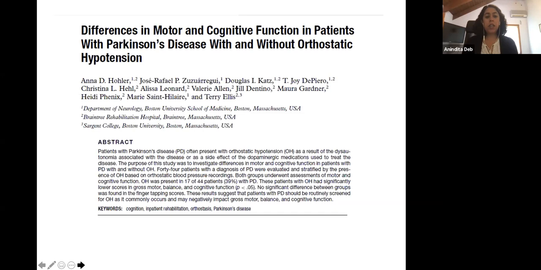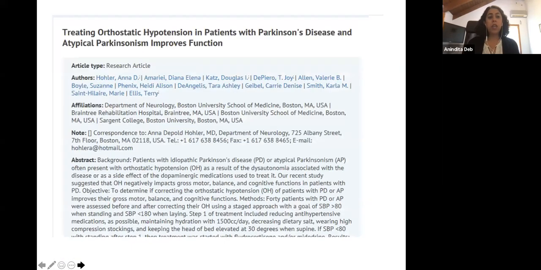And what they found is that patients with Parkinson's who had orthostatic hypotension actually had changes in their motor function and changes in their balance and their cognitive function when they were feeling the orthostatic hypotension symptoms. They actually studied this with patients at Braintree Rehab, with Terry Ellis and her group from Sargent College Rehab at BU as well. And so they found that having this OH affects functioning in Parkinson's. As a follow-up, treating these patients for their orthostatic hypotension made a difference in these scores looking at gross motor, balance, and cognitive function. So there's actually objective data to say that treating this is beneficial for Parkinson's patients.